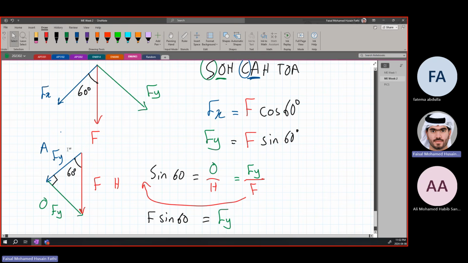That is the whole idea. We're just doing a quicker simplified version of this by just looking at the location of the angle when it comes to finding the components of a force. Same thing will obviously be applied to cosine. All right.